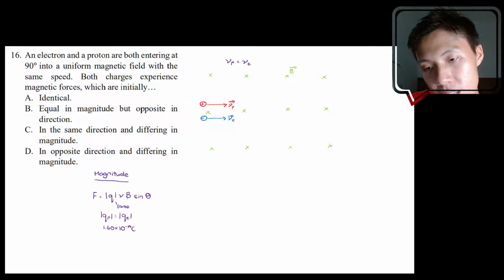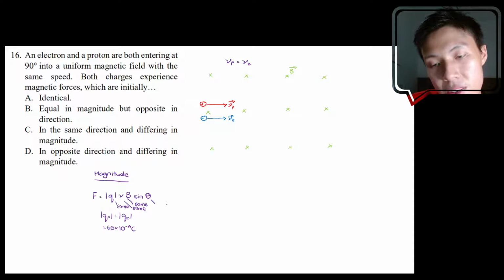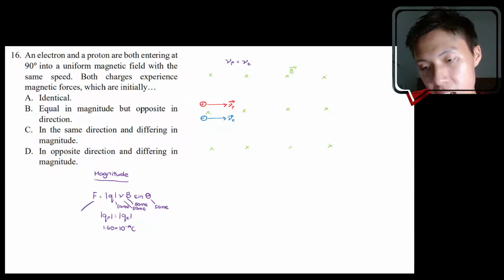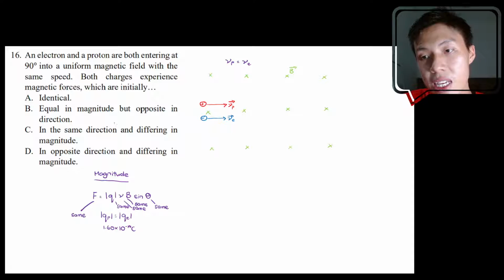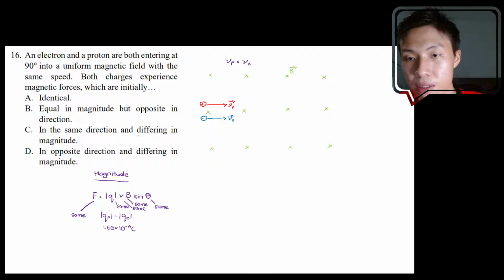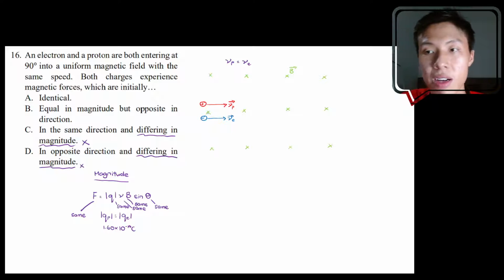You know that they are entering at the same speed as well. So this is the same. They are entering the same magnetic field, so B is also the same. They are entering at the same angle, so these are the same. So all four of these are the same. So you should expect the magnetic force experienced by the proton and the electron to be the same. Okay, so they are equal in magnitude. So if you see differing in magnitude, you can cross it out.